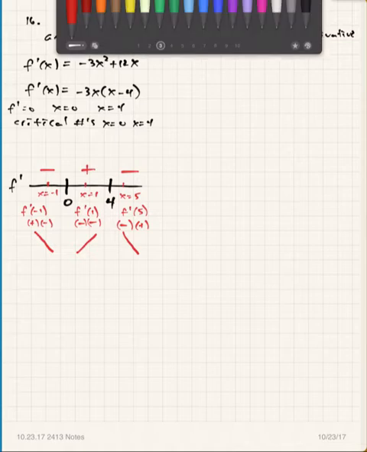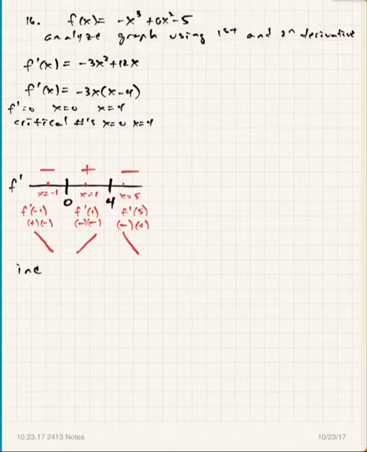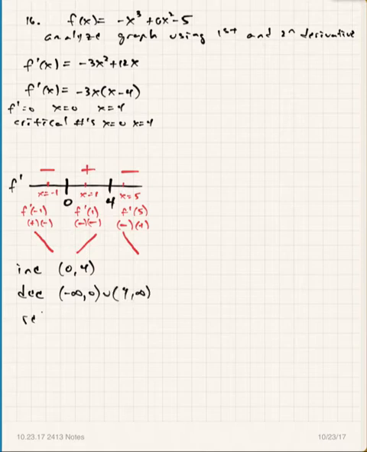So writing out those intervals, the function is increasing from 0 to 4, and it is decreasing from negative infinity to 0, and then from 4 to infinity. We get a relative maximum based on the first derivative test. There's a sign change at 4 that goes from positive to negative, increasing to decreasing. That's a relative maximum at 4. And remember, to find the y value, you find f of 4, and f of 4 would be equal to 27. You certainly should check my arithmetic, but I'm pretty sure that's okay. So the relative max is (4, 27).